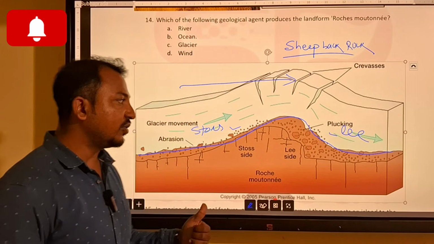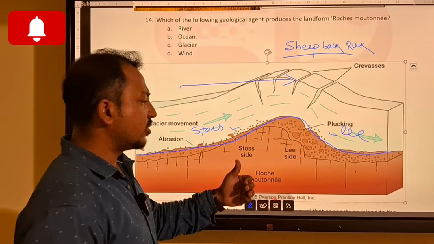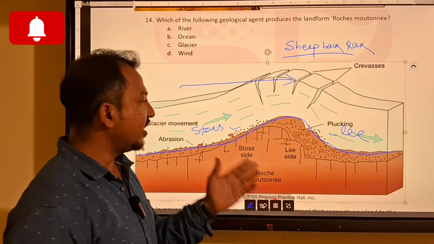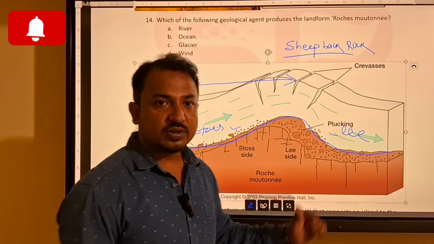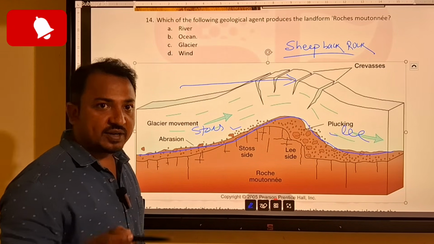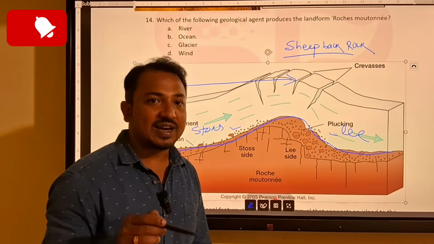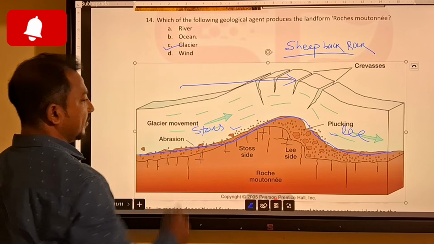So always remember, in case of glacier, the stoss side, the gentle side, will produce abrasion, and the steeper side will produce plucking. This is opposite to crag and tail, where the stoss side is steeper and the lee side is gentle. So the answer will be glacier.